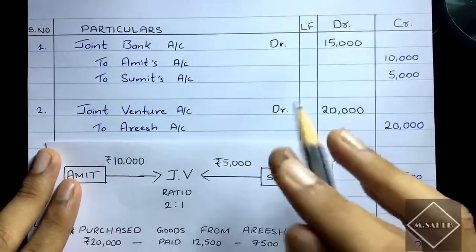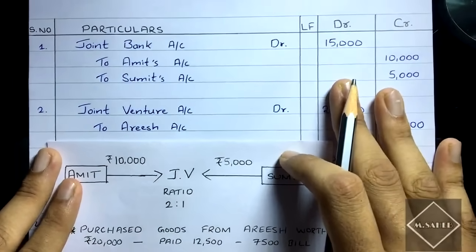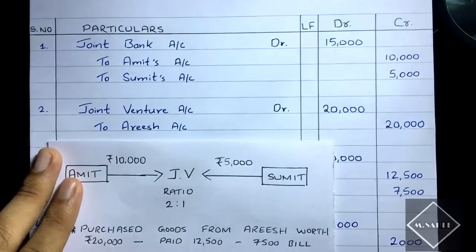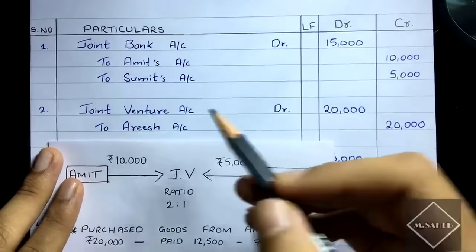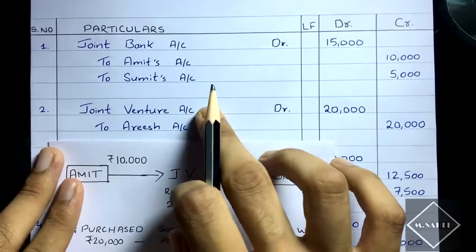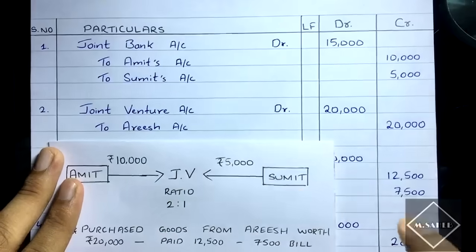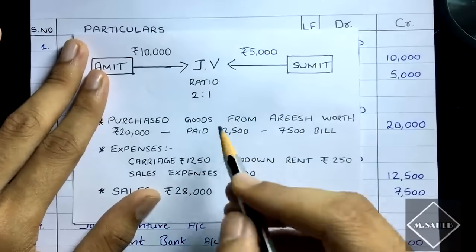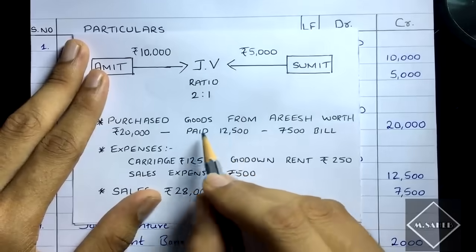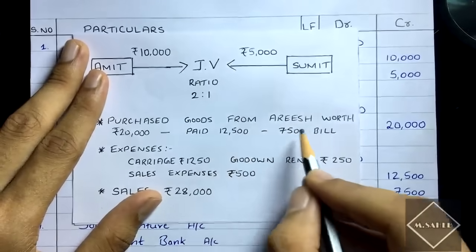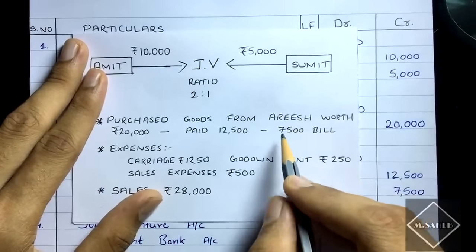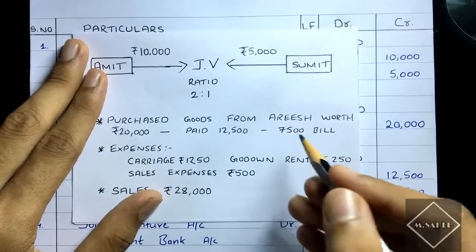Okay, always remember in joint venture, in this first method, whenever expense increases, you have to debit the joint venture account, and whenever revenue increases, you have to credit the joint venture account. All right, so here expense is increasing, here liability is increasing, debit and credit. Next, here it is said Arish was paid 12,500, and a bill of exchange was drawn on this joint venture by Arish because 7,500 is outstanding to Arish, right?